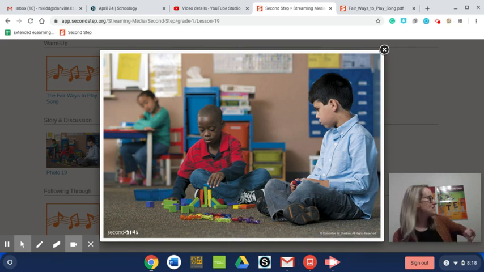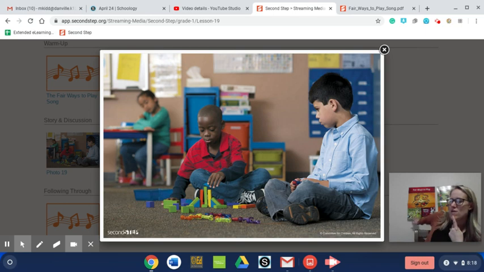Now we're going to talk about the second step. Think of solutions. Think of a safe and respectful way that Julian could make a choice here. What could he do? And keep in mind our fair ways to play. Okay, if you hear something that you thought of, I want you to give a thumbs up.